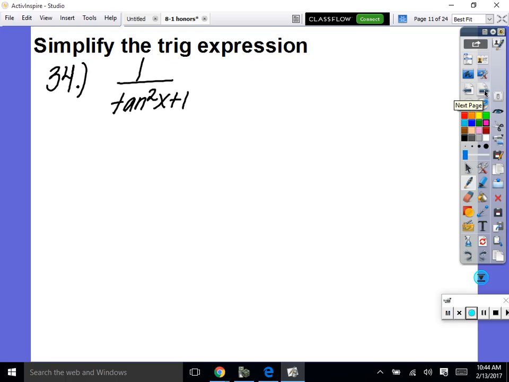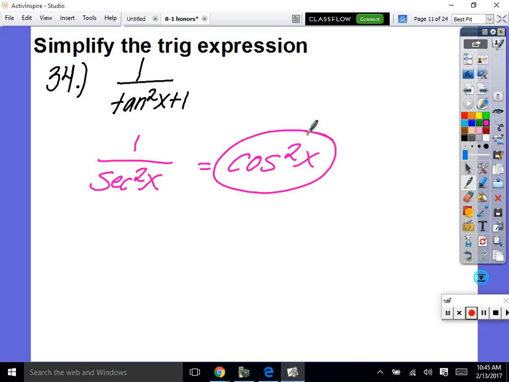What's this one? Any ideas? What's tangent squared x plus 1? Secant squared x. So let's rewrite this. This is the same thing as 1 over secant squared x. So then what's that the same thing as? What's the reciprocal of 1 over secant? Same thing as cosine. So cosine squared x was our answer. That's way prettier than dealing with fractions in calculus. Okay?